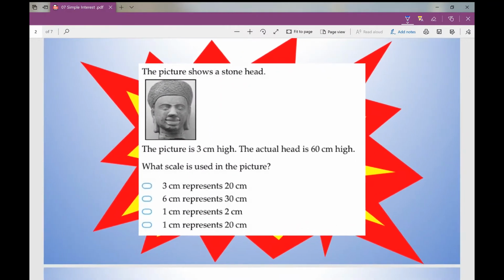To start things off, I just have a quick getting better at maths question for you. There's a picture here that is 3 centimeters high. The statue that is in the picture is 60 centimeters high. What scale is used in the picture? I want you to pause the video and think about the answer for a second. Okay, hopefully you've had a go at this yourself. I think the answer is this one.